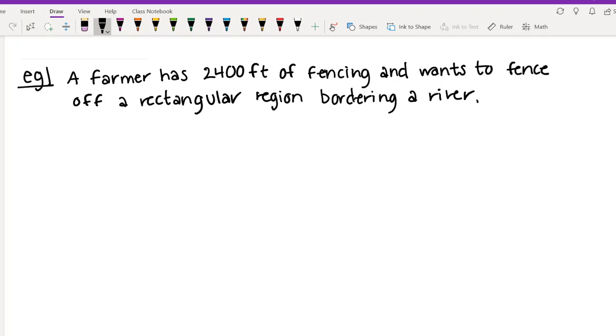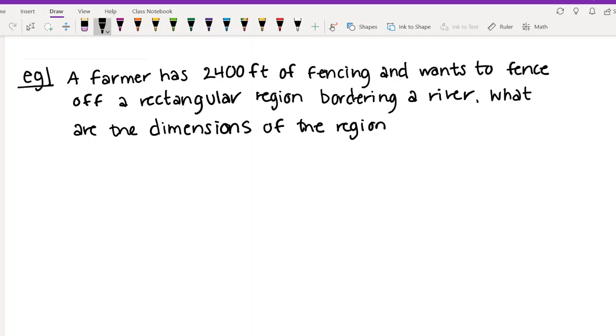And so the question we're going to answer here is, what are the dimensions of the field or the region with the largest possible area? Given the amount of fencing that we have, 2,400 feet, what's the biggest area we can build? So what are the dimensions of the region with the largest possible area?